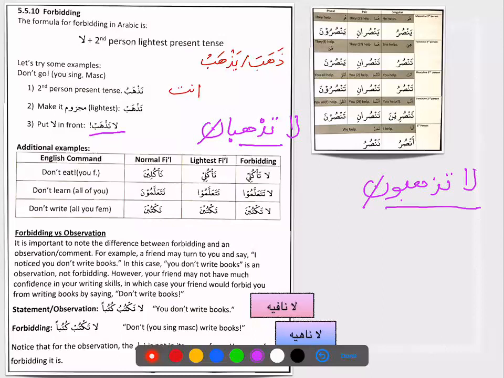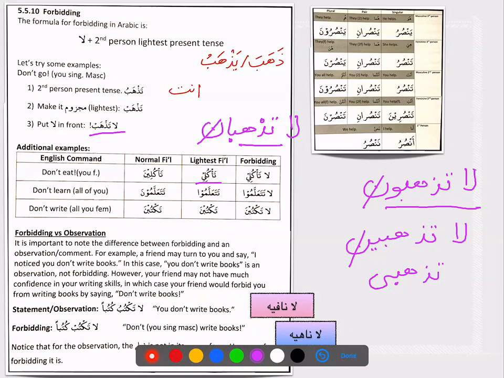Then we have anti. Anti would be tazhabina, right? Again, you drop this noon and you bring this la. And what do we have? La tazhabi. So anti will always end on ya: la tazhabi, la ta'kuli. Okay, so this is how it works.